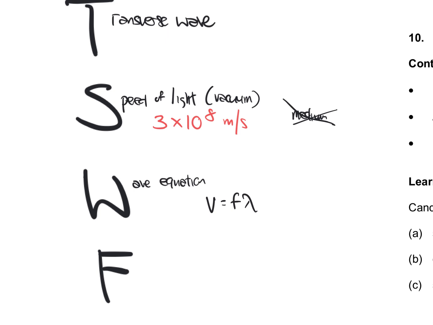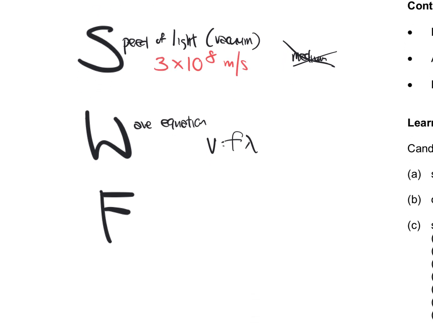Later, when you look at part 2, you will realize that the different components of the electromagnetic spectrum differ in their frequency as well as their wavelength. But we'll see that later. Take note, we will use the wave equation in this chapter.